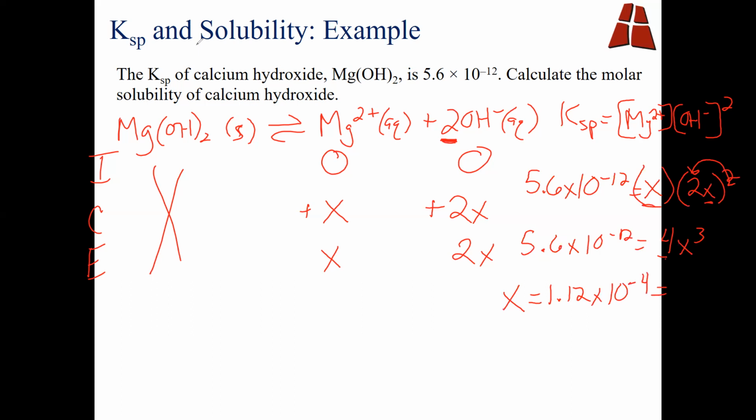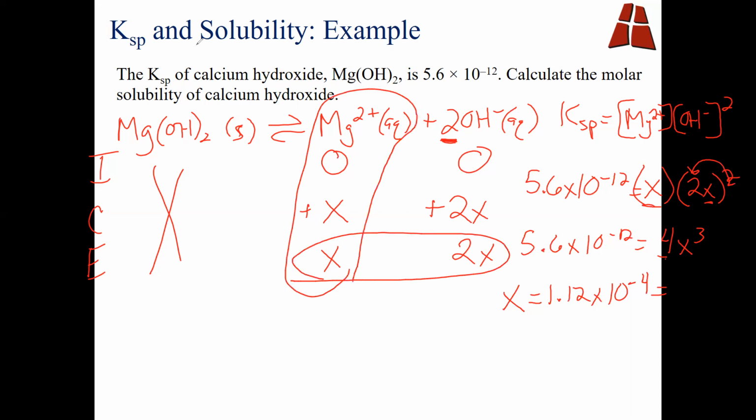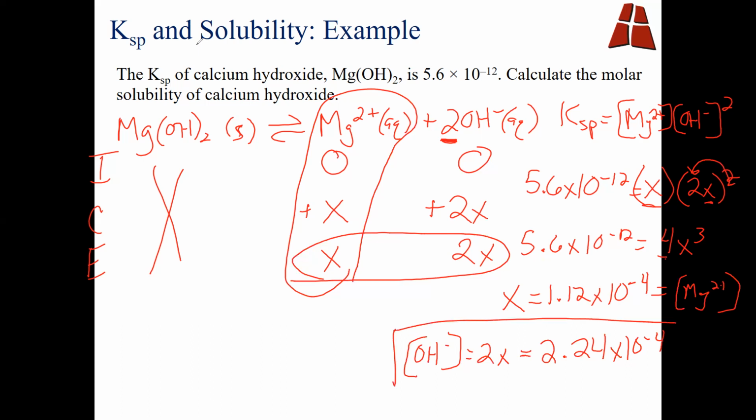That is equal to, if we again look back at our ICE chart, X is equal to our concentration of magnesium. And then if we want to find our concentration of hydroxide, that is equal to 2 times X. And so we would do 2 times 1.12 times 10 to the negative fourth, and that is equal to 2.24 times 10 to the negative fourth for our concentration of hydroxide. Okay, then that is our concentration of magnesium. Right? Hopefully that made sense.